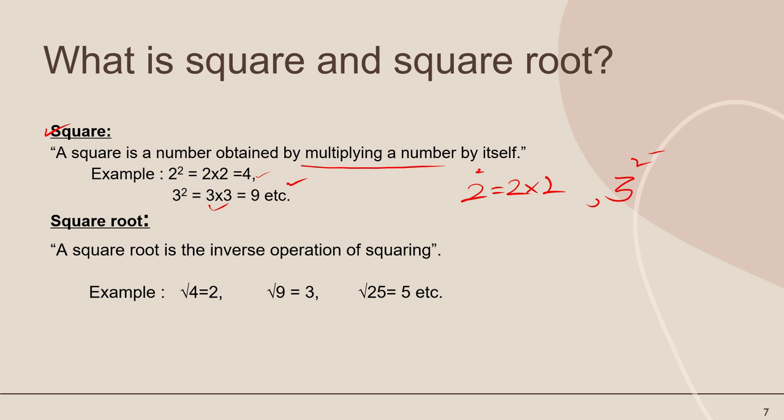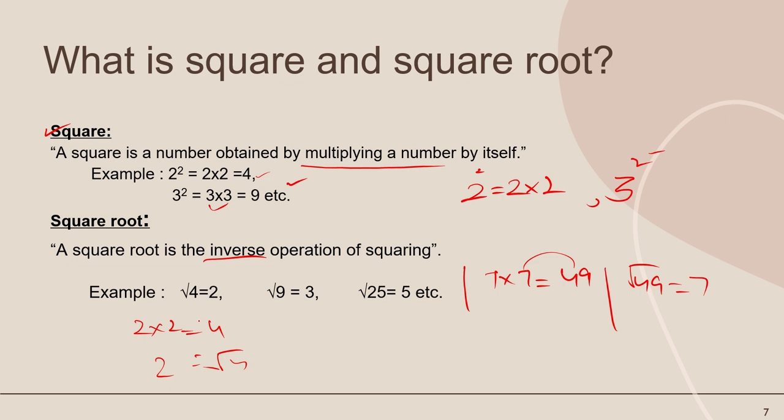The second one is what is square root. Square root is basically the inverse of square. For example, let's suppose that the square of 7 is equal to 49. If I find the square root of 49, I will get the original number 7. Suppose the square of 2 is 4, then the square root of 4 is the inverse of that, which is 2.